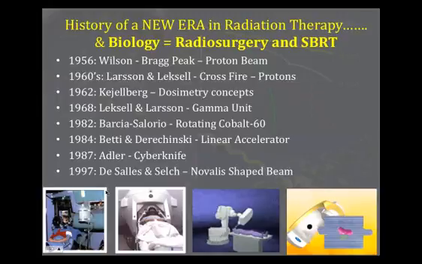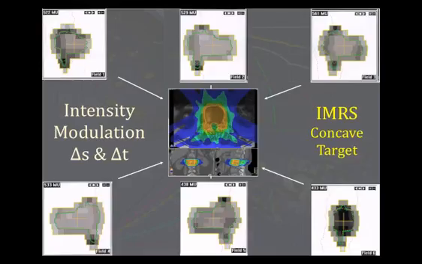And finally here at UCLA, the Novalis system shaped beam came, and it was the first place in the world where the system was used. And also development on this equipment to become what it is today, the Novalis TX. Much of this work was made here.